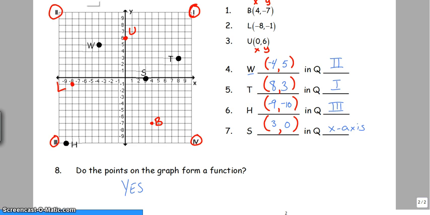To show what something that could possibly not be a function, we would need to have a point somewhere else on here, let's say up here at the point (4, 9). This would not be a function because it would have 2 points at 4 on your x-axis. It's no longer a function if that happens. Since that doesn't occur, we do have a function.